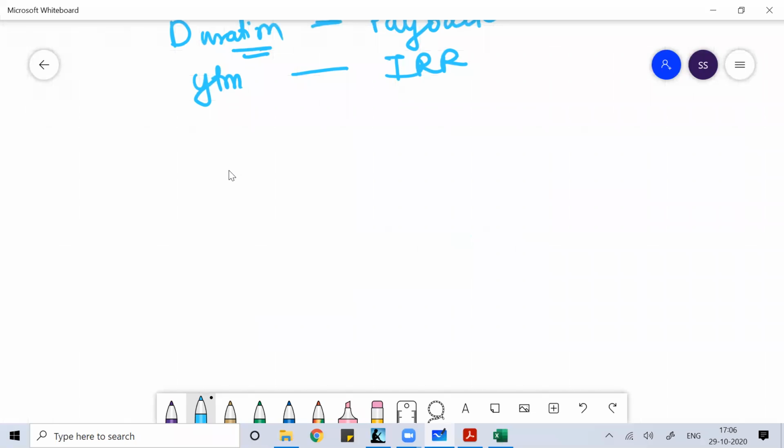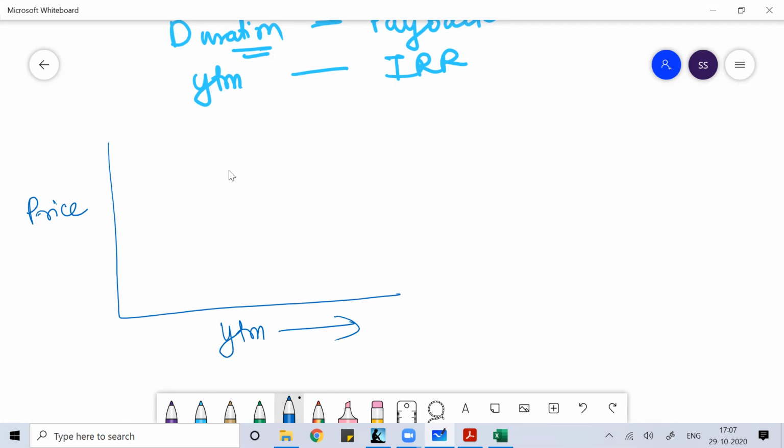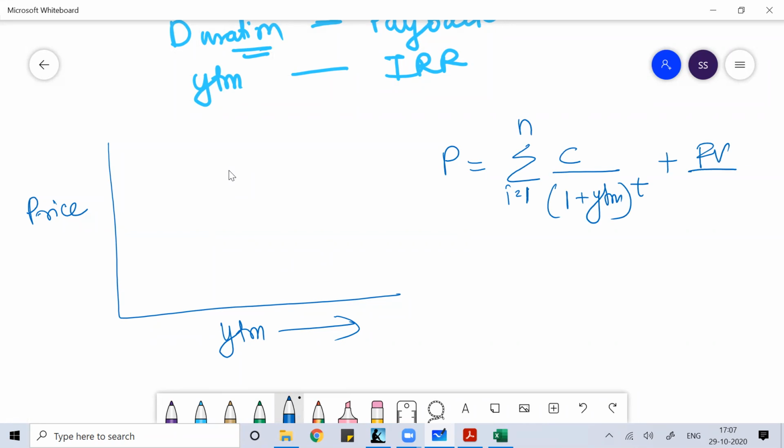If you try to plot the graph between the price of the debt instrument and the YTM, yield to maturity, you know the formula of price: coupon divided by 1 plus YTM to the power t, where t equals 1 till n, plus face value divided by 1 plus YTM to the power n.